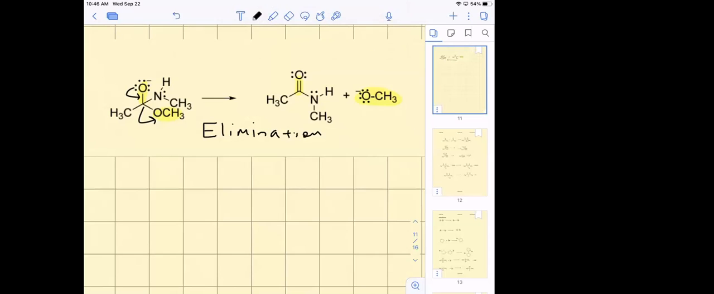Is it because a pi bond is being formed? Yes. Elimination is always going to give you a pi bond in the product. That's what makes it so easy to spot. Anytime you form a pi bond, an elimination happens.